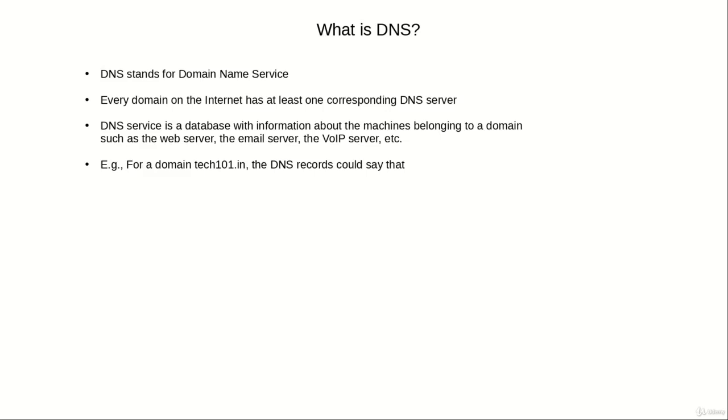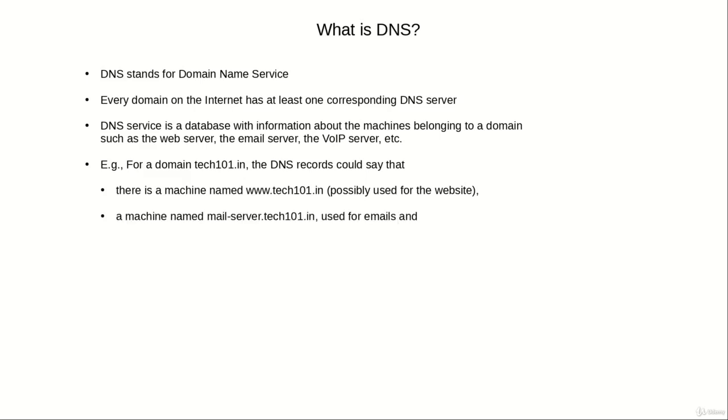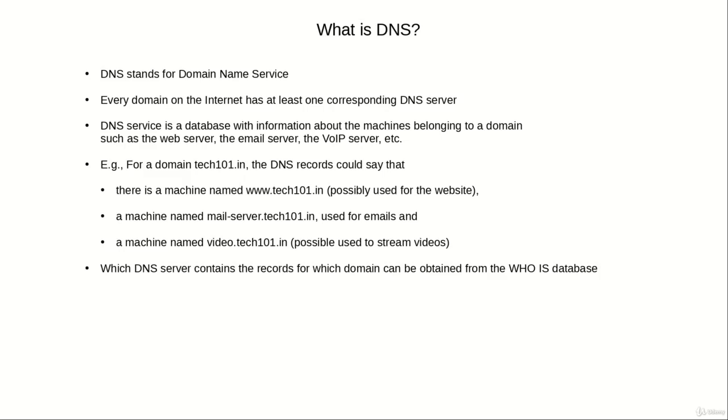For example, for a domain tech101.in, the DNS records could say that there is a machine named www.tech101.in, possibly used for a website, a machine named mailserver.tech101.in, used for emails, and a machine named video.tech101.in, possibly used to stream videos. Which DNS server contains the records for which domain can be obtained from the Whois database.